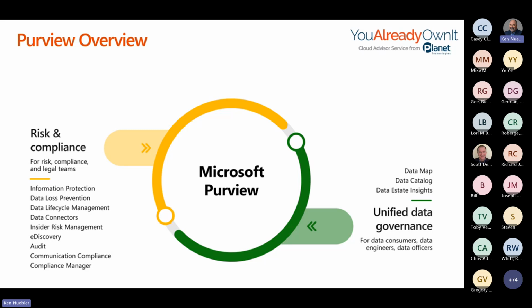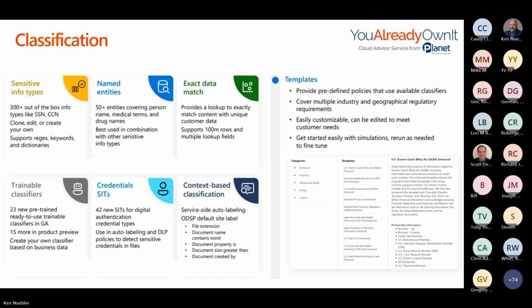So things like information protection, data loss prevention, and so on. We're not going to talk anything about e-discovery or communications manager or compliance manager, but I could see how they could fit into this plan with Copilot as well. So this is a start of the tools that help starting to detect the data that you have.